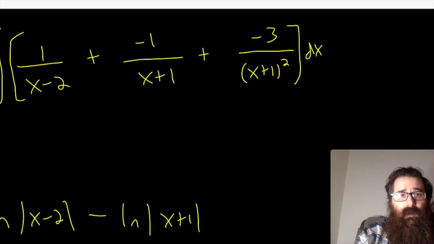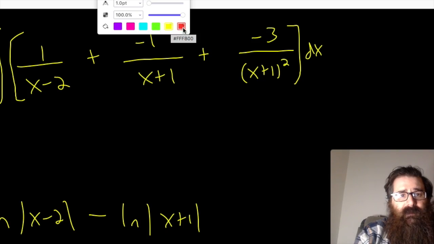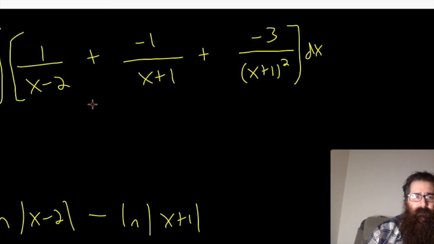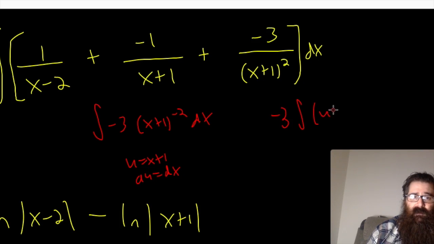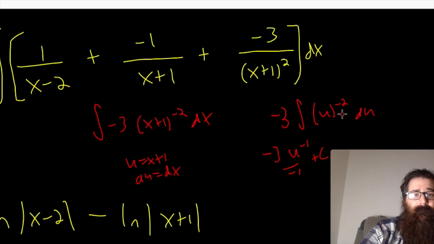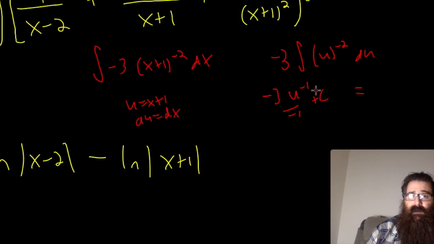But here for this third one, really what we're thinking about is a substitution. Think about this as the antiderivative of negative 3 times x plus 1 to the power of minus 2 with respect to x. And really there's a small substitution going on here. We're saying u is equal to x plus 1, du is dx. So then we're getting negative 3 times the antiderivative of u to the power of minus 2 du, which gives me negative 3 u to the minus 1 over minus 1, plus my constant c. And this resolves to give me positive 3, but then divided by u if I rewrite it.